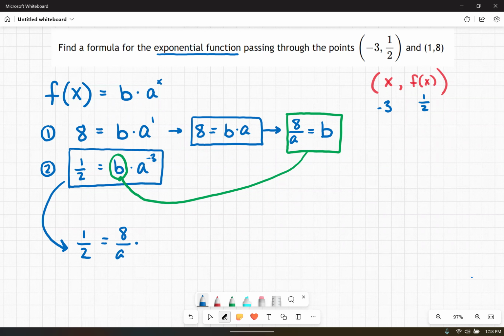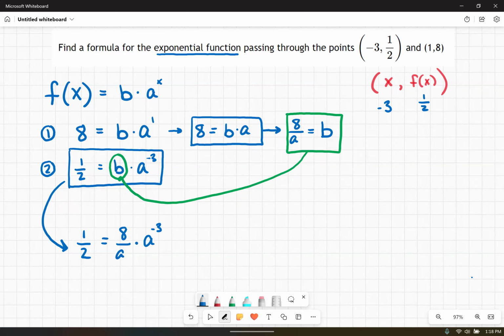And then that's multiplied by a to the negative third power. Okay, so now this is what we want. We have an equation with only one variable, only one unknown, a. Now we could solve for a.